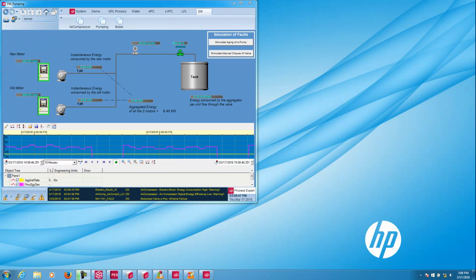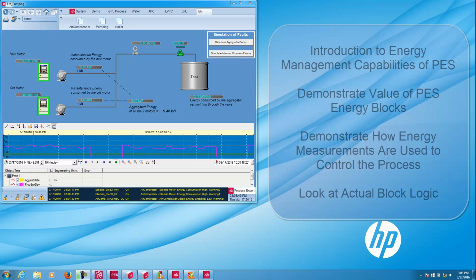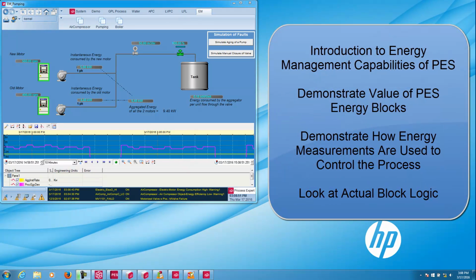So, the first thing that we're going to do today is introduce you to the energy measurement capabilities of PES. Then we'll demonstrate the value of PES, the energy blocks, and how they can show those energy costs and wastes. Number 3, we'll demonstrate how the energy measurements should also be used to determine if an application is out of control. And 4th, we'll show you a little bit of a behind-the-scenes look at the energy blocks themselves.